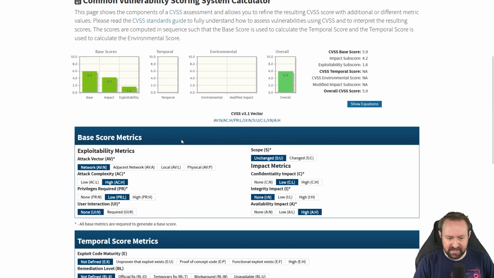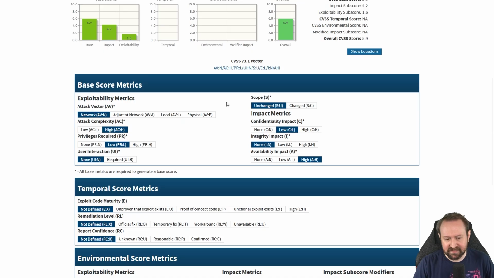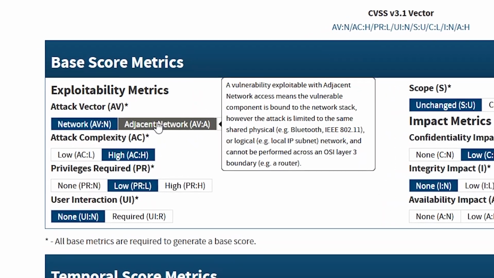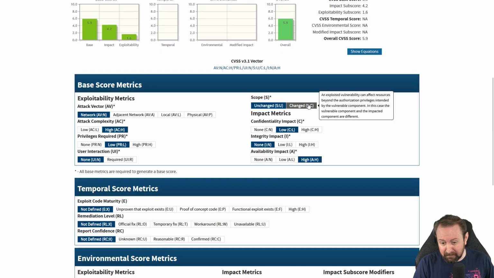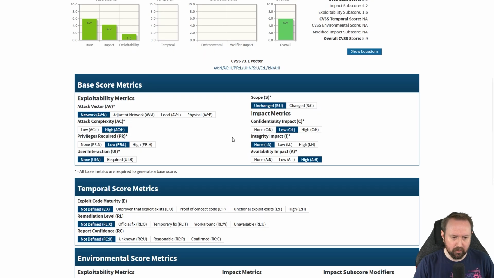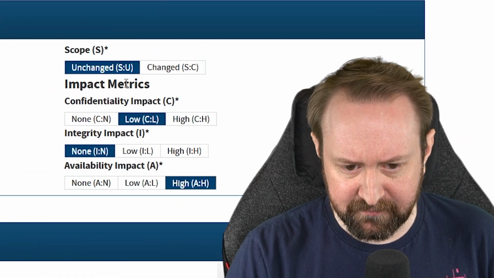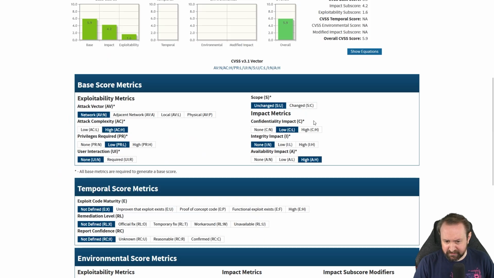Let's cover the base score metrics. And one nice thing about this calculator is if you ever need to understand what any of these options are, you can just hover over them and a tooltip will appear. So it'll give you a little paragraph about what this metric actually means, or specifically what this option means. We have 8 base score metrics. The exploitability metrics are the first 5, and then you have 3 impact metrics. And the impact metrics might look familiar. You've got basically the CIA triad, right? Confidentiality, integrity, and availability. But let's stick to exploitability first.